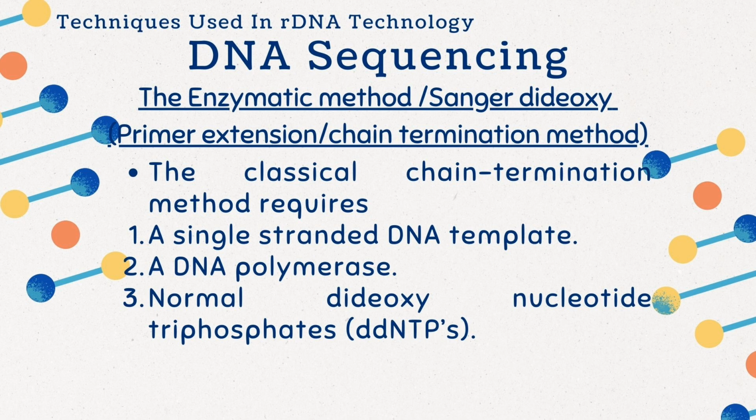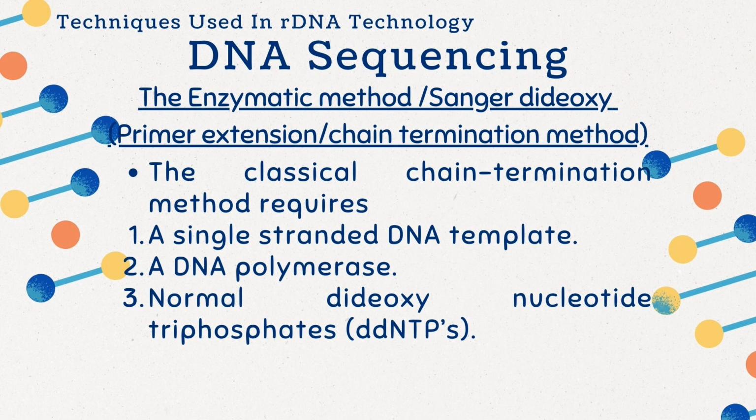Ayan. So, the classical chain termination method requires number 1, a single-stranded DNA template. Number 2, a DNA polymerase. Number 3, normal dideoxynucleotide triphosphates, ddNTPs, yung sinabi ko kanina. So, the classical chain termination method is a technique used to sequence DNA. So, it requires yung 3 main components: a single-stranded DNA template, a DNA polymerase, and normal dideoxynucleotide triphosphates or the ddNTPs.